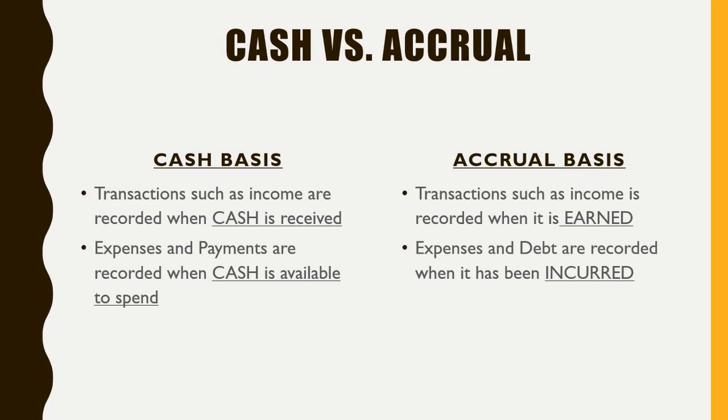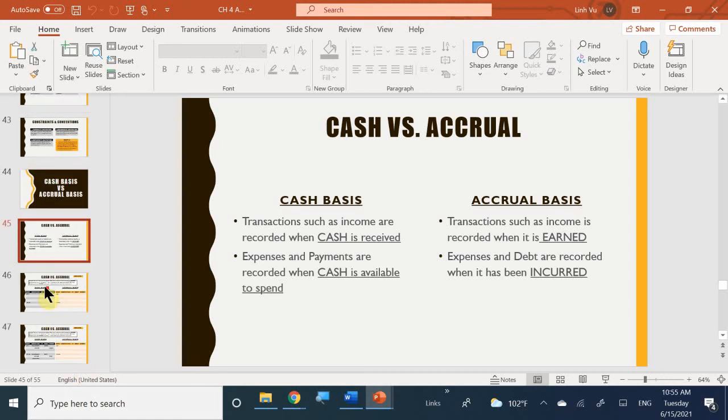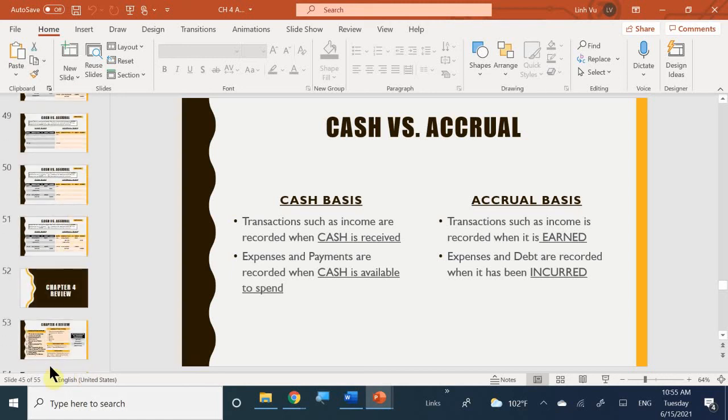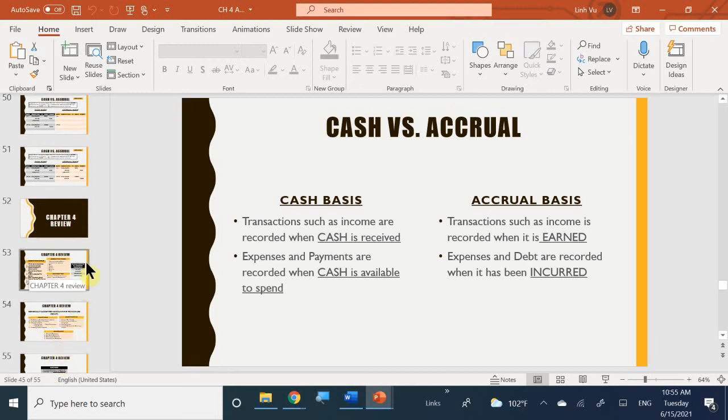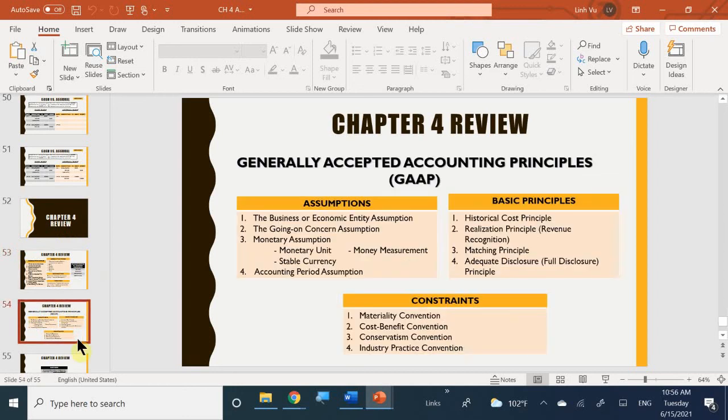And I believe that's it for this chapter here. If you want to read the example here, you have the example to kind of understand what the difference between the cash and accrual basis is. But as far as that, here's the review. Once again, I gave you the list of all 10 steps here. It gives you context of the accounting period. It gives you the 4 characteristics of the accounting cycle.